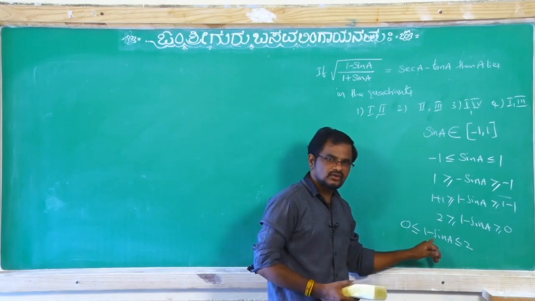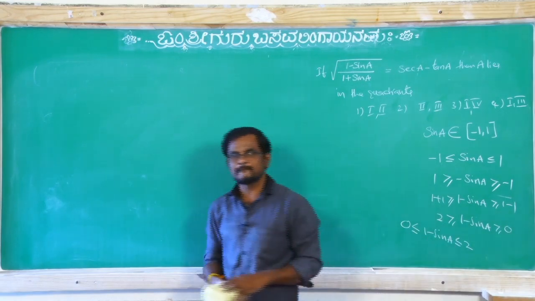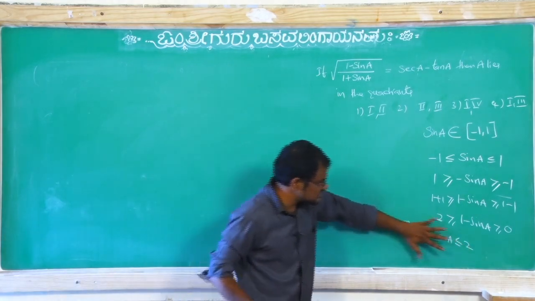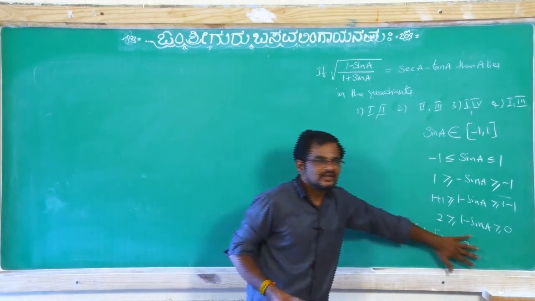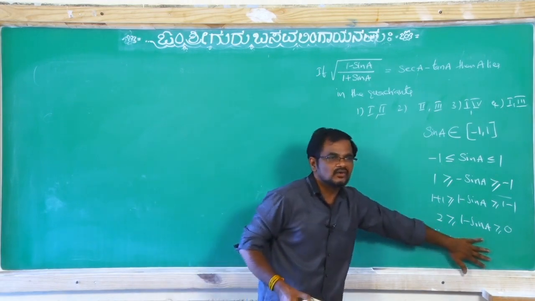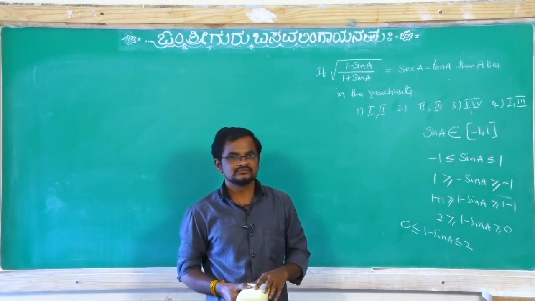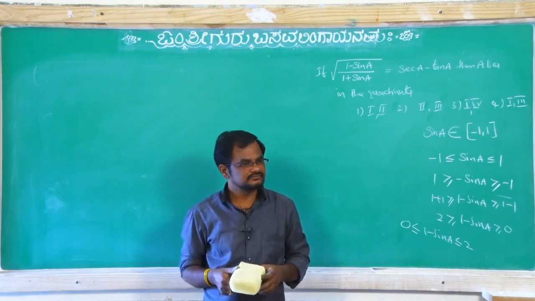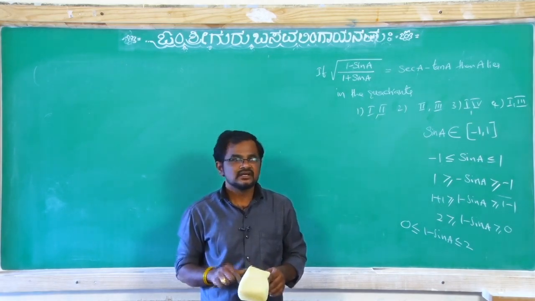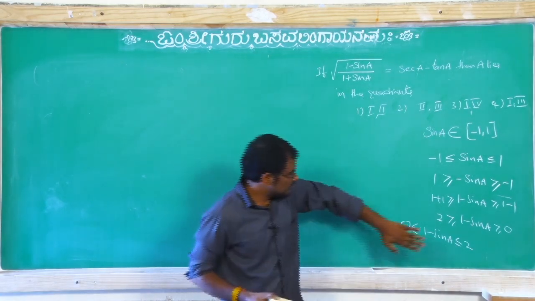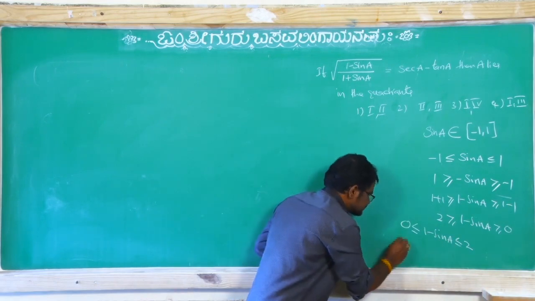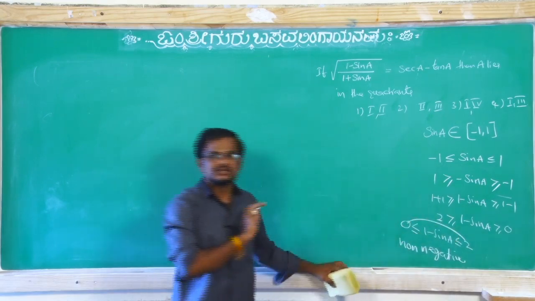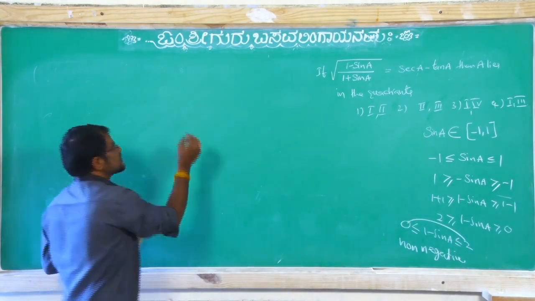Now 0 is less than or equal to 1 minus sin x, less than or equal to 2, right? So this is non-negative. Is there any negative value in this? No, it is non-negative. Positive is different from negative: positive means greater than 0, and non-negative means greater than or equal to 0. There is no negative value in this. Now come to this problem.